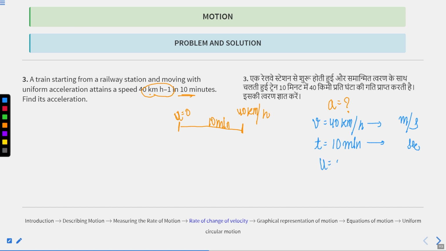Initial velocity is 0 and we have to calculate acceleration. The formula used will be acceleration equals (v minus u) by t. So first convert velocity into meters per second and time into seconds, and then we will calculate the acceleration. Clear, class?